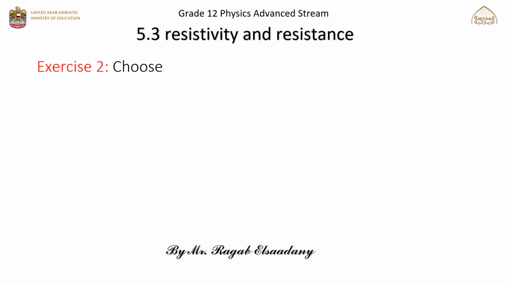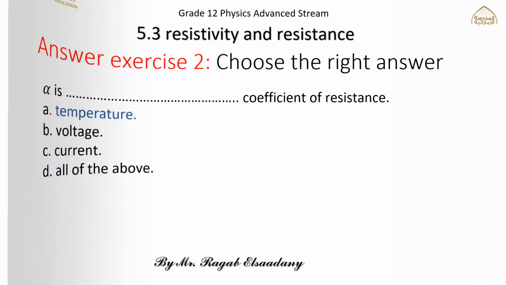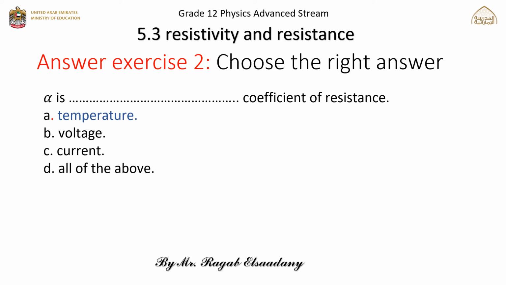Exercise 2. Choose the right answer. Alpha is the coefficient of resistance. A. Temperature, B. Voltage, C. Current, or D. All of the above. The right answer is temperature.